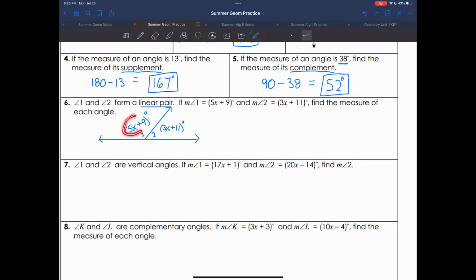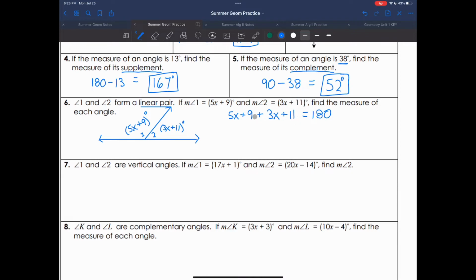I'm going to start by writing this one down, so 5x plus 9. And I'm going to add to that, and we really don't need the parentheses anymore, but you can put them on there if you want. But I'm going to add to that the other angle, which would be 3x plus 11. So I know those two angles added together have to equal a total of 180 degrees. So that would be the perfect setup to now solve for x.